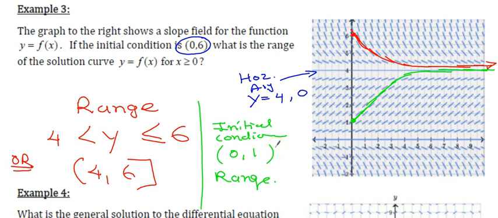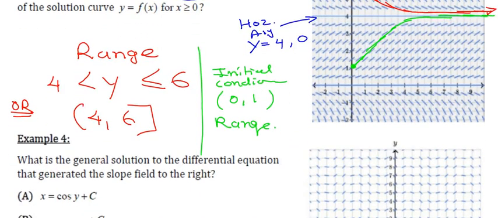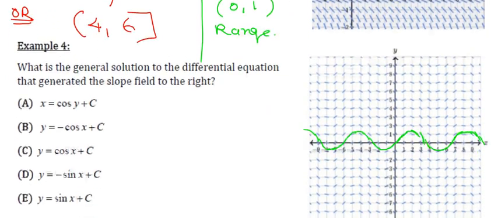So you have to consider the initial condition. Now, I'm just writing another option. If my initial condition is 0, 1, then what will be the range? Then you can say the range is between 0 and 4. That will be the range. Let's take a look at one more example.